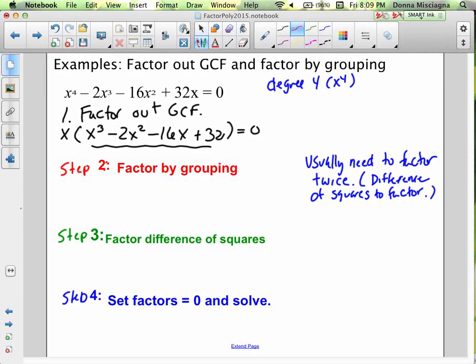And the first two become a group, x cubed minus 2x squared. And the second two become a group. If it even looks like factor by grouping is a possibility, I always try factor by grouping. It is our easiest solving technique for polynomials. And if it doesn't work, you'll figure it out really, really quick.